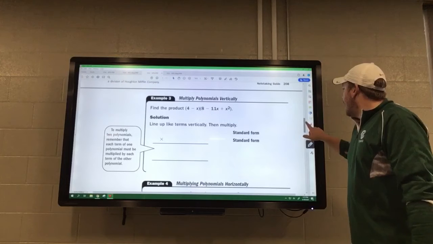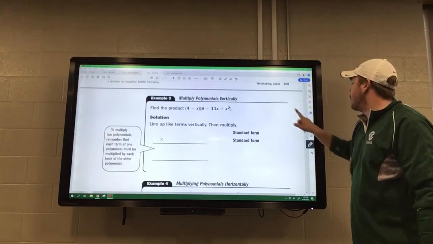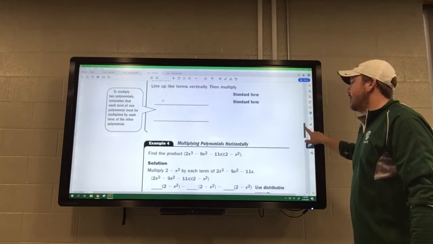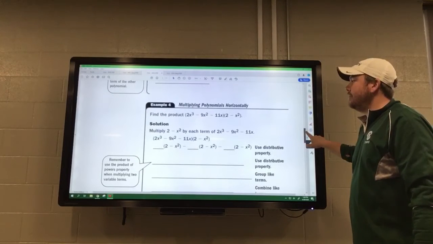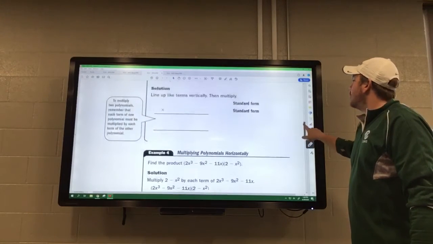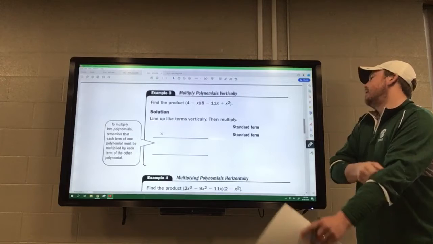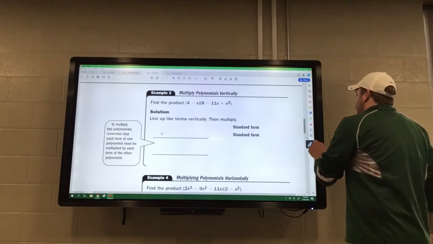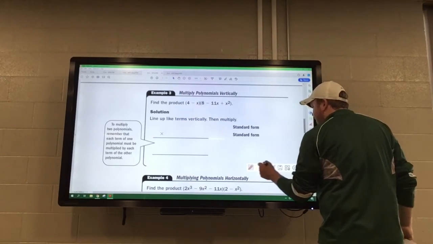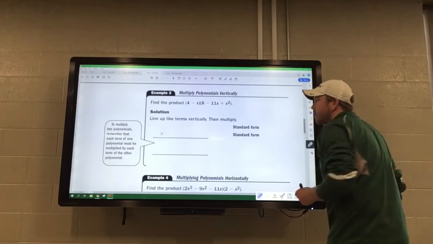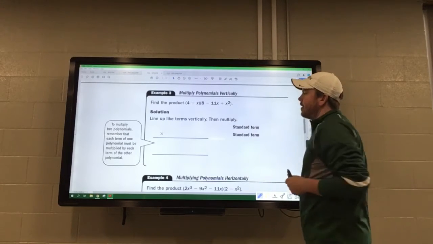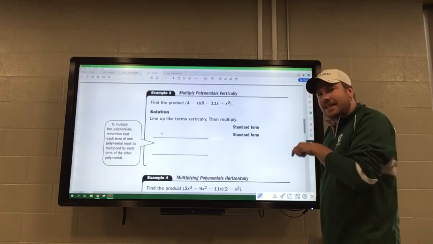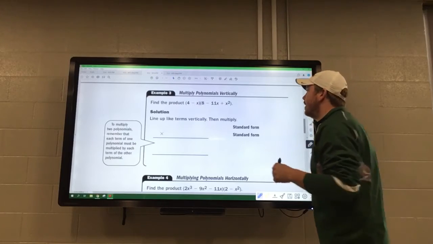Now, I'm going to show you two ways. We have the vertical way, all right? Then we're going to do another example where we do the horizontal way. And we'll show you what both of those look like. Let's start with the vertical. So, if we're going to multiply vertically, it's good to put both of our functions in standard form, meaning we put our variables in descending order. Our exponents go in descending order.